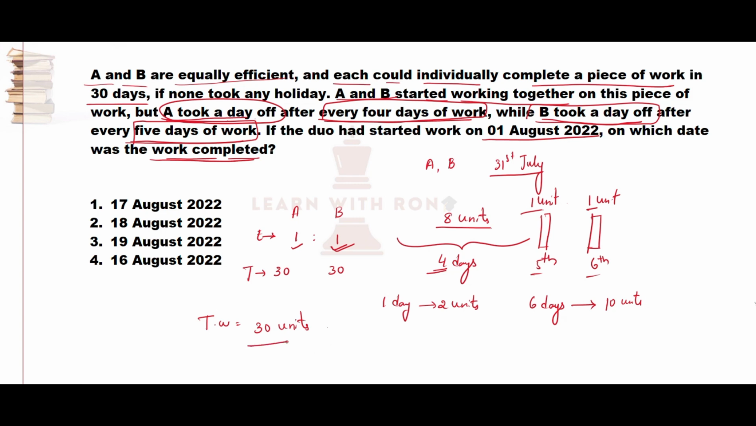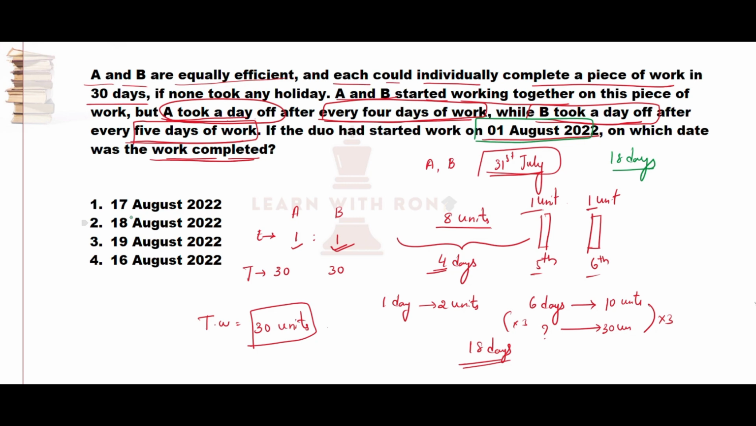Total work we need to complete 30 units, right? 30 units. So how many days? See, 10 times 3, 6 times 3. We got 18 days as our answer on 31st of July. So on August, we will take 18 days to complete the work. So if we start on 1st of August, we will complete the work on 18th August 2022, which is our answer, option number 2. Let's hear next question.